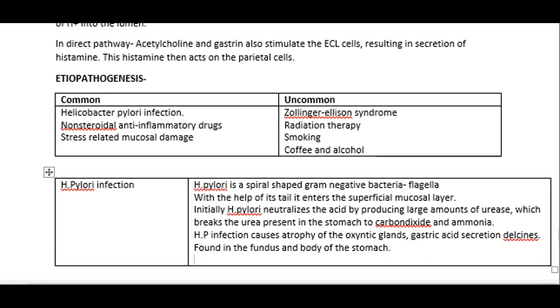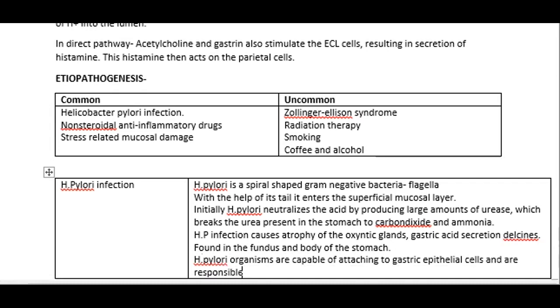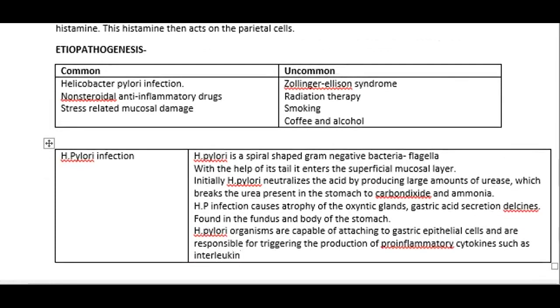Next, this H. pylori organisms are capable of attaching to gastric epithelial cells and are responsible for triggering the production of pro-inflammatory cytokines such as interleukin 8, interleukin 1 beta, and tumor necrosis factor TNF alpha.